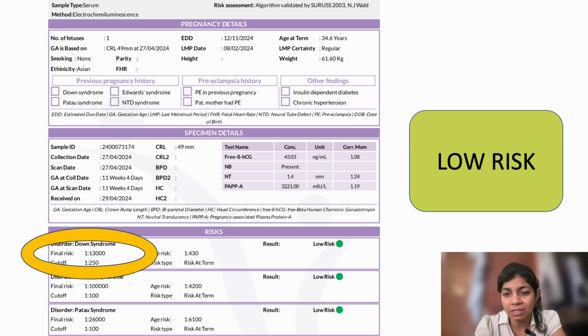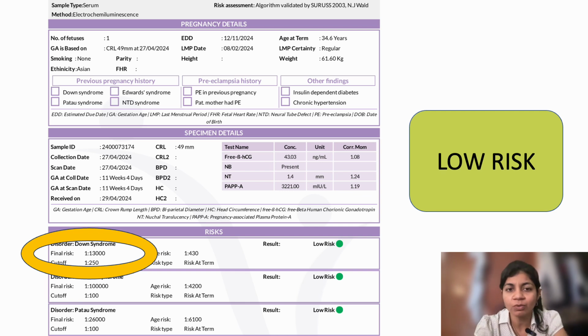Sometimes the patient asks whether the report is normal or abnormal. There is nothing normal or abnormal. This is a screening test which simply gives the chance of having Down syndrome in their baby. So a number like 1 in 13,000 means that if this report is given to 13,000 patients, 12,999 patients will have normal babies and only one will have Down syndrome. That one could be anyone.